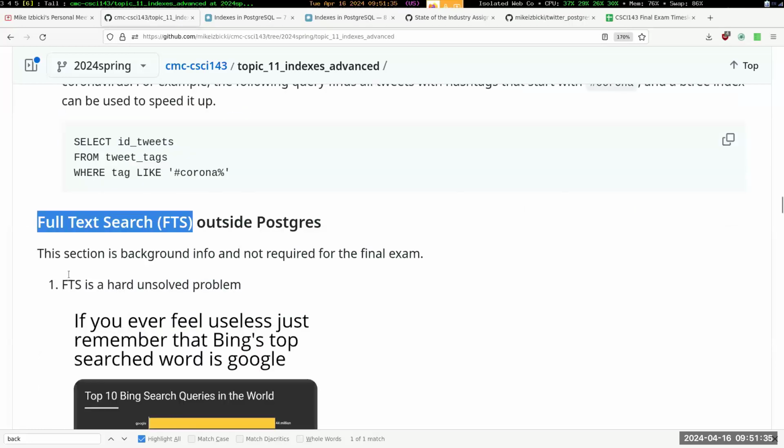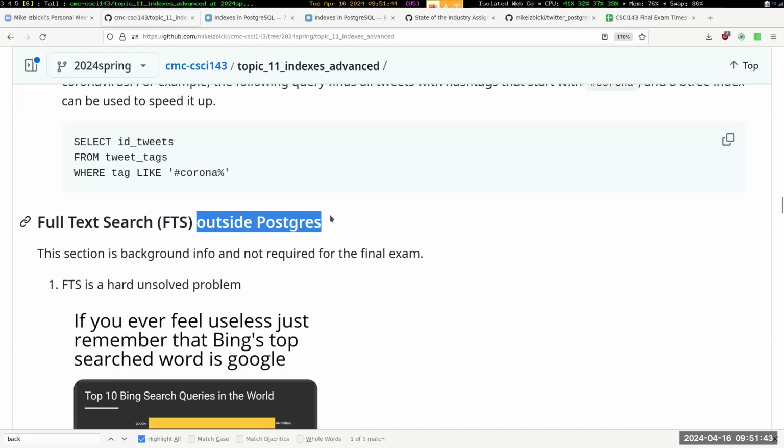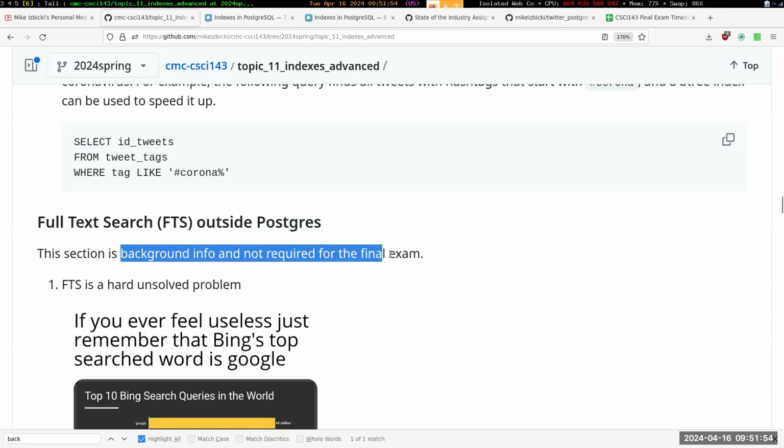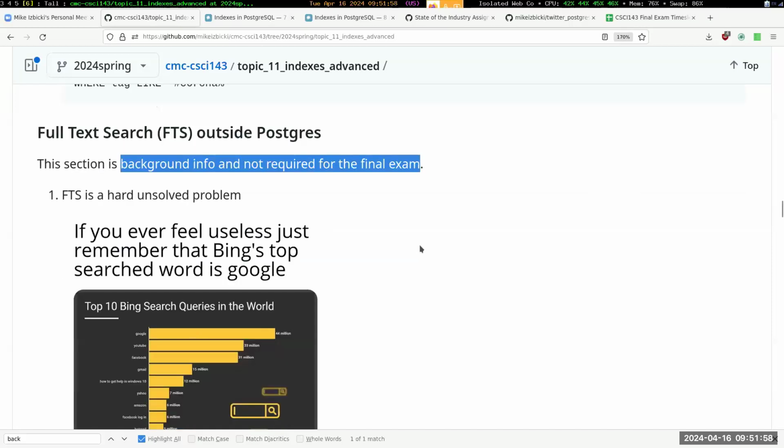Okay. I want to very quickly talk about full text search. I'm abbreviating it FTS, a common abbreviation for it outside of Postgres. Just a minute or two on this. This will give us some background motivation for the Postgres-specific stuff. There's a handful of links here if you're interested, but it's not something required to know in detail for the final exam.